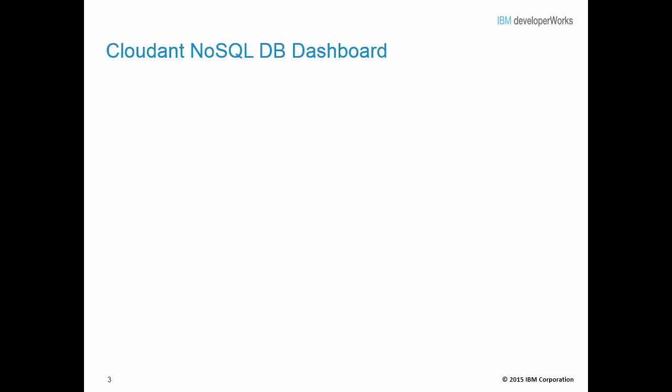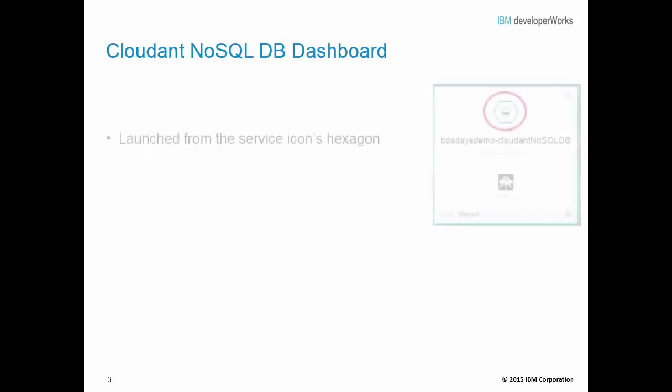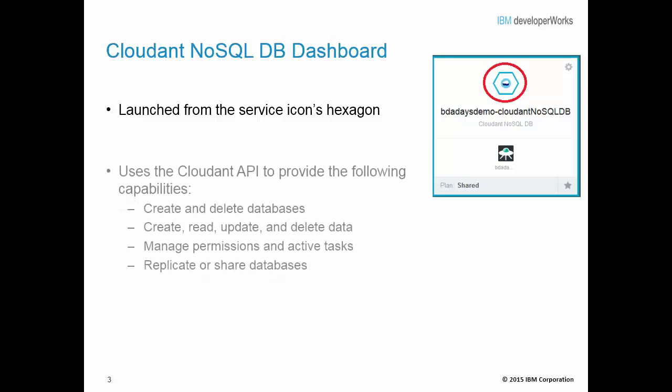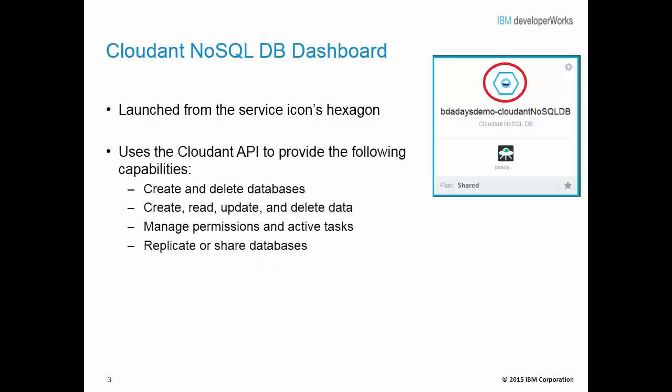So let's start with the tools for the Cloudant NoSQL database. The tool available for Cloudant is a dashboard written as a web app that's launched via the service icons hexagon within Bluemix. So after creating an instance of this service, you can click on its corresponding icon to launch the dashboard. The Cloudant dashboard is built on top of the Cloudant API and pretty much gives you all the capabilities available in the Cloudant API in a GUI environment.